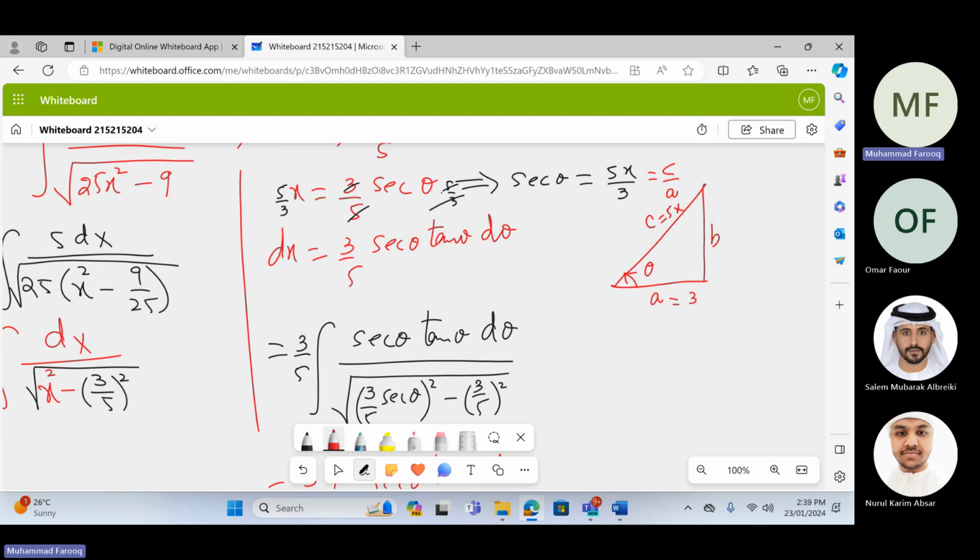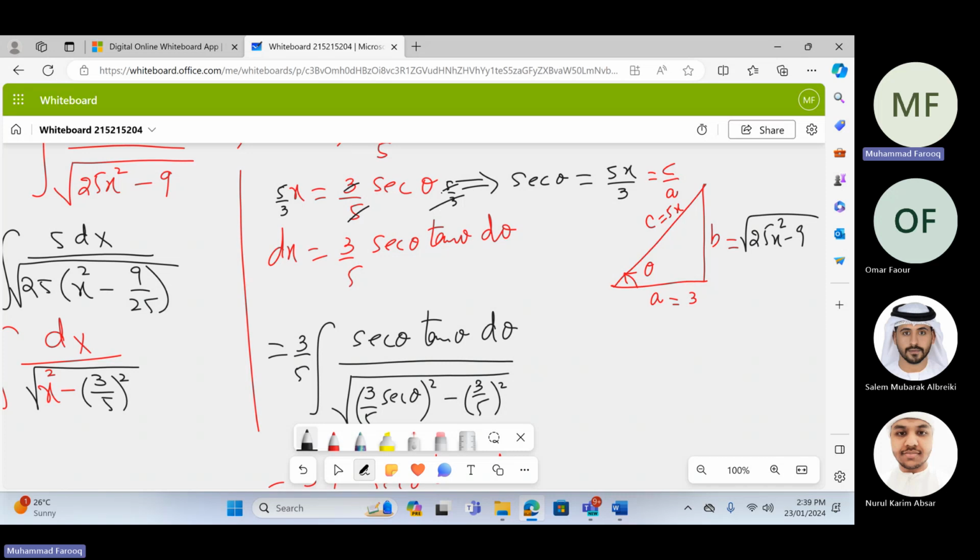I need B. By Pythagoras theorem, what is B? B means square root of C square minus A square. Means 5x square, and you can make it 25x squared. We can directly write that as 25x squared minus 9, and square root.